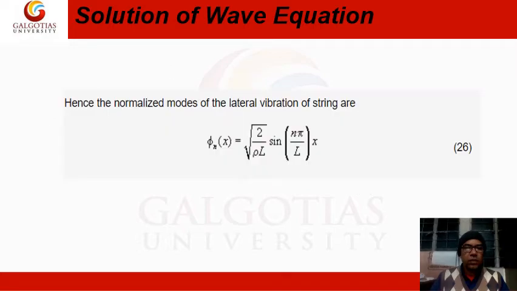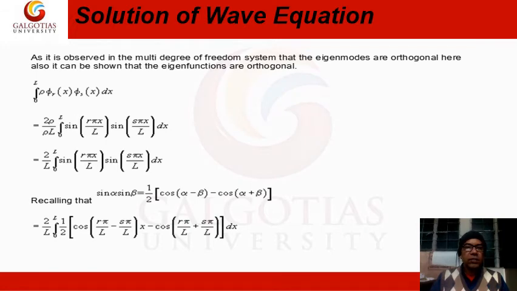Hence the normalized modes of lateral vibration of the string are given by this function, where phi n of x will be under root 2 by rho L times sine of n pi x by L. As observed in the multi-degree of freedom system, the eigenmodes are orthogonal here, and it can be shown that eigenfunctions are orthogonal, and the equation will be written in this case. Recalling that 1 by 2 integral from 0 to L of cos((r pi minus s pi) x by L) minus cos((r pi plus s pi) x by L) dx.